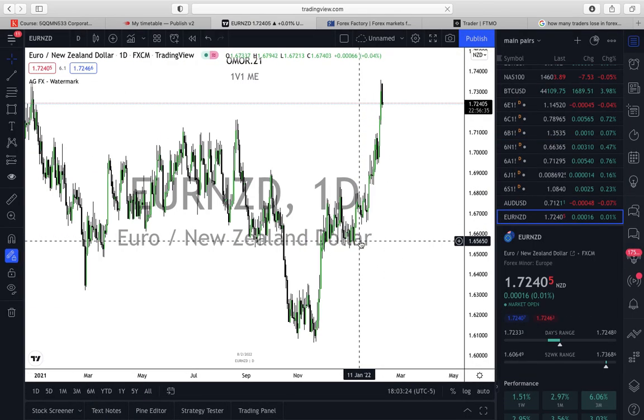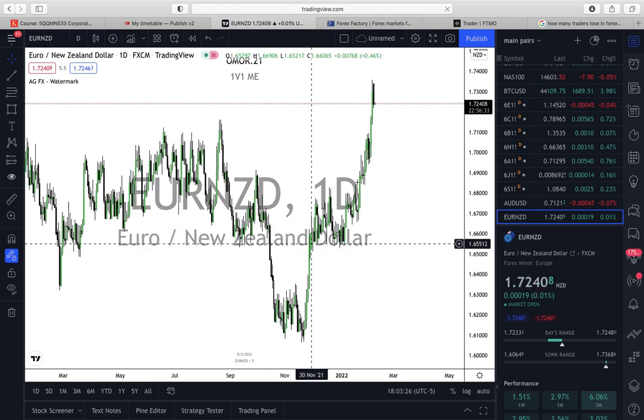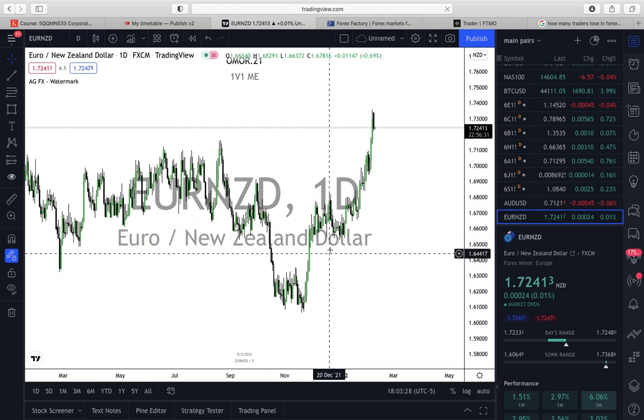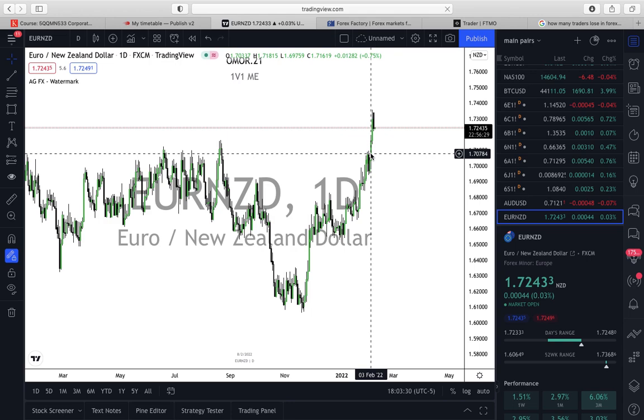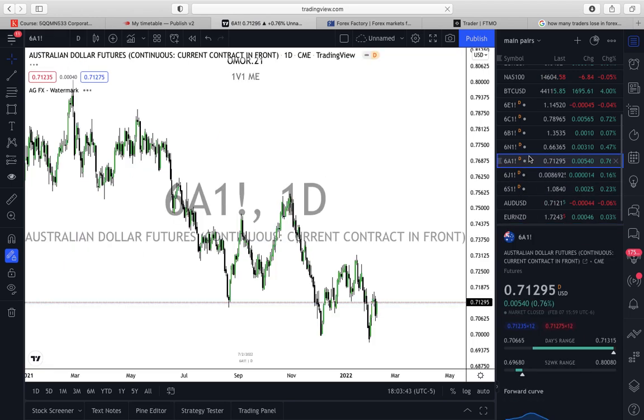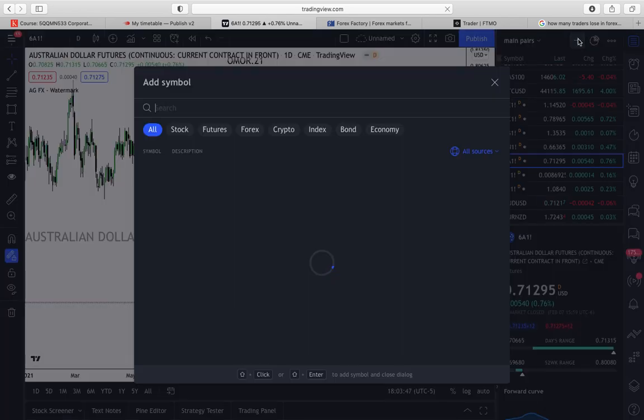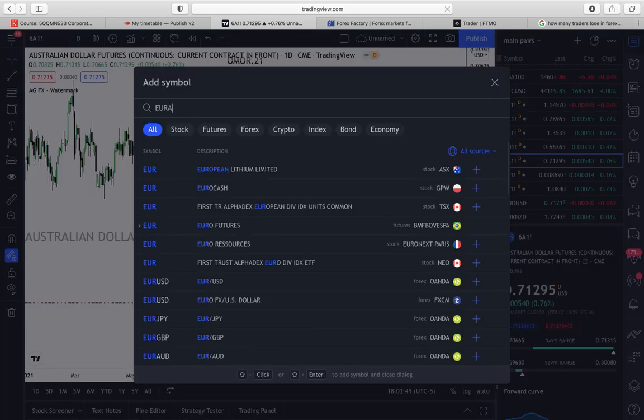And there you have it. Strong euro, weak New Zealand, very strong euro NZD. Why? Because the euro is strong while the New Zealand dollar is weak. Of course, euro NZD is going to be extremely bullish. Okay, so Australian is fairly weak as well. So let's look at euro AUD.